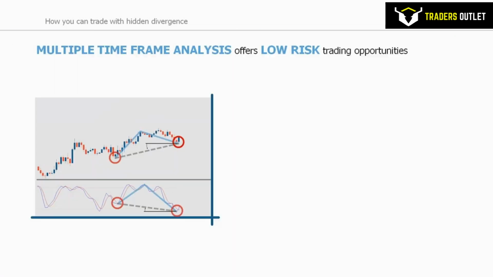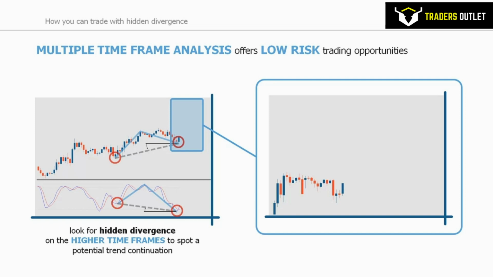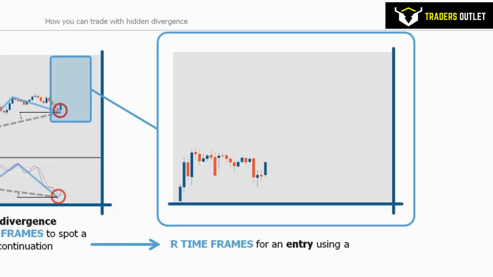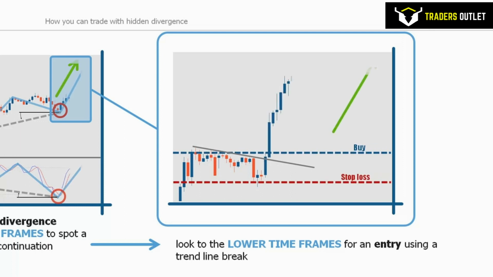A way of using hidden divergence with a strategy for trading is to combine it with multiple time frame analysis. You can look for hidden divergence to spot an upcoming trend continuation on the higher time frame, and look to the lower time frames for an entry using a simple trend line break. This can give a trader a low-risk trading opportunity to enter into the higher time frame trend.